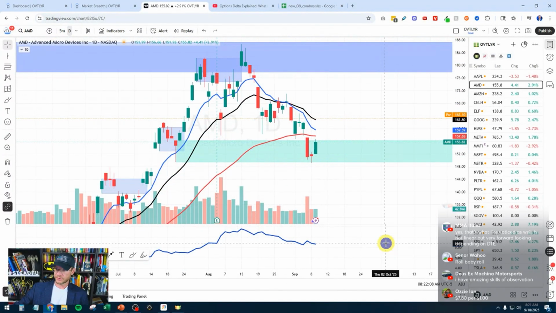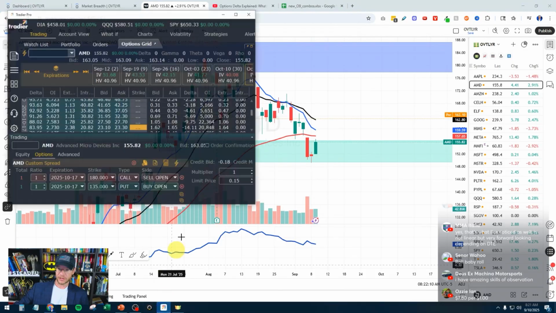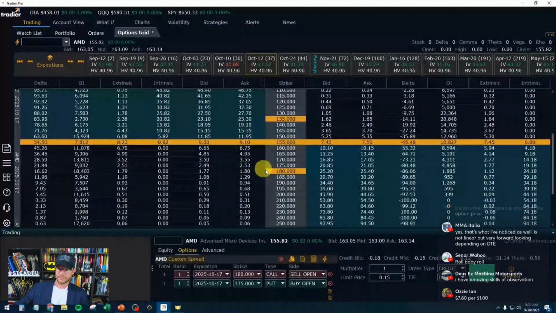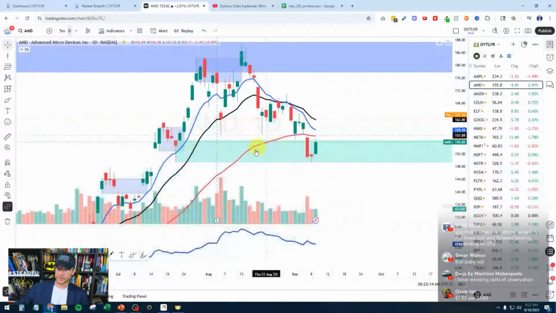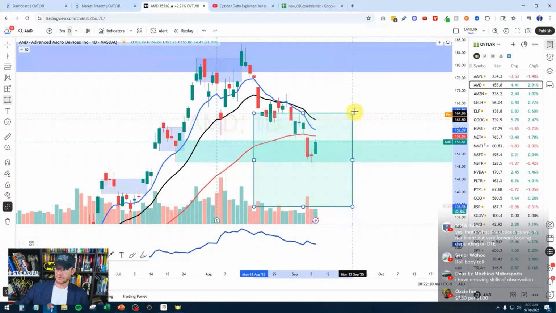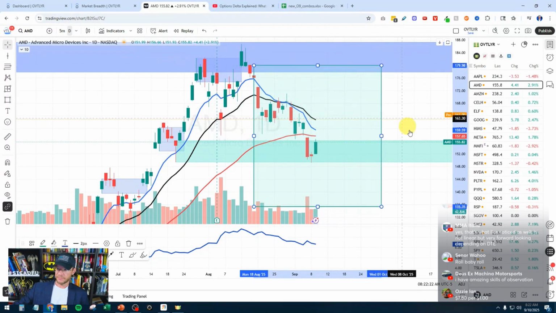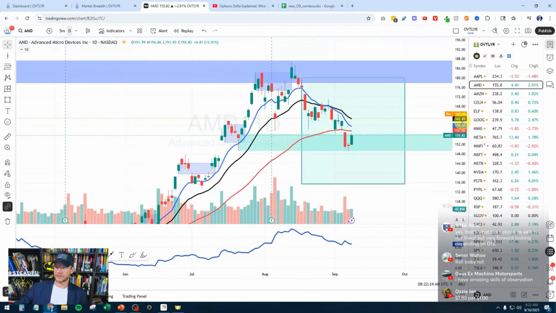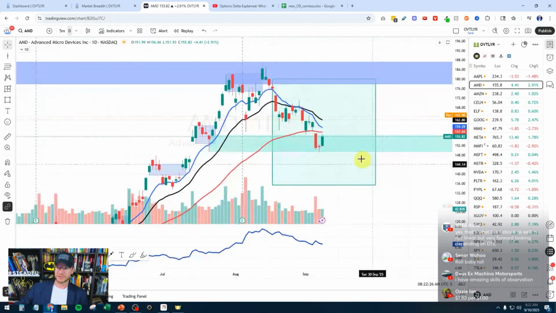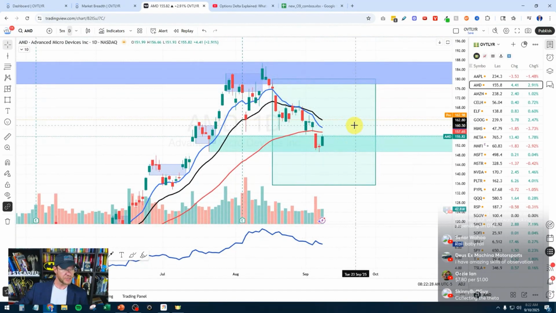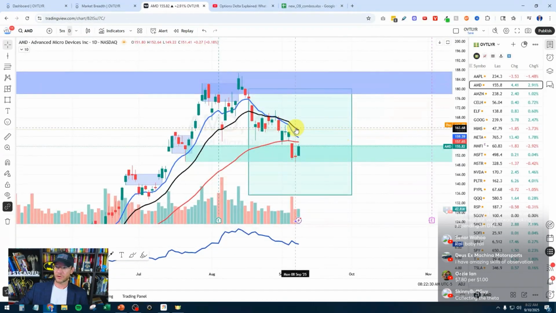So let me remove drawings on here. Let me draw out what this would look like. 180 and 135. So you're basically capping it between 180 and 135. So let's do that right here. 135 to 180. Right. So you're saying, all right, cool. Well, as long as it stays between those 2 points by expiration, then I'm going to collect the theta decay on each day. Here's the problem.